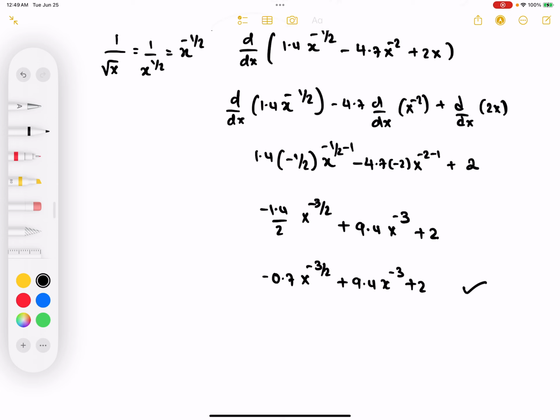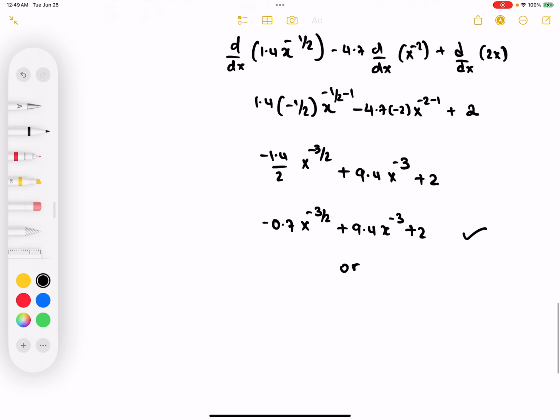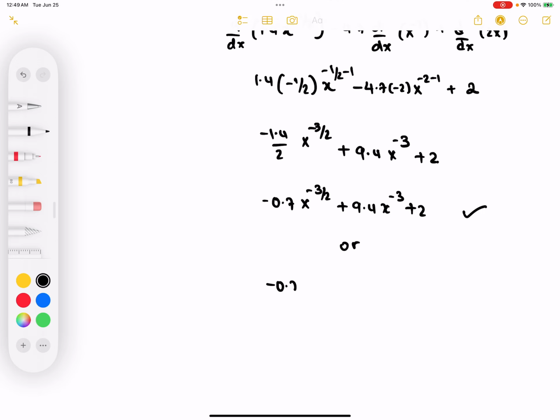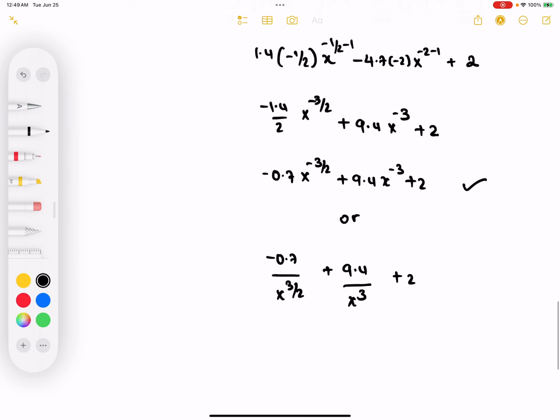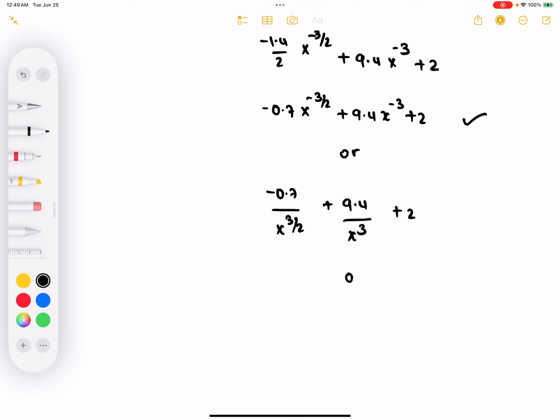This is possible, or you can write this one in positive exponent form: 0.7 over x to the 3 over 2 plus 9.4 over x to the third plus 2. Or if you are asked to write in terms of root form, 0.7 over the square root of x cubed plus 9.4 over x cubed plus 2. So these are possible versions of the derivative of the given function.